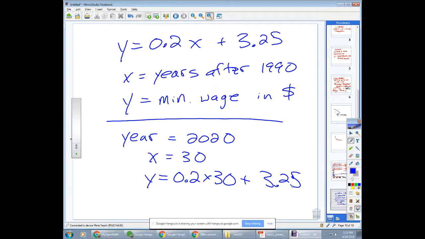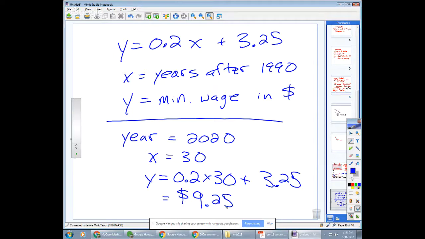That comes out to around $9-ish. 9.25. So we're predicting that in 2020, according to the limited data we have, the minimum wage will be $9.25 in a couple of years. Let's hope not. What's that? Yeah, that's pretty low. What is it in Oregon? Right now it's $10 in Oregon.